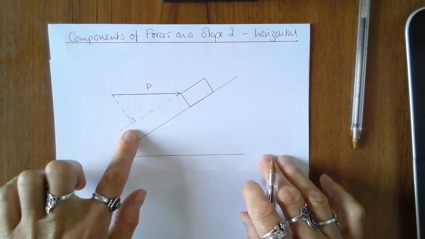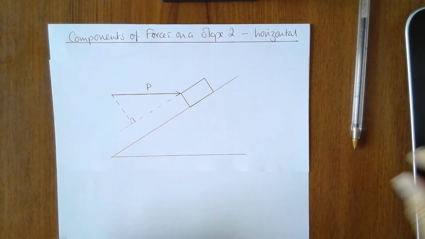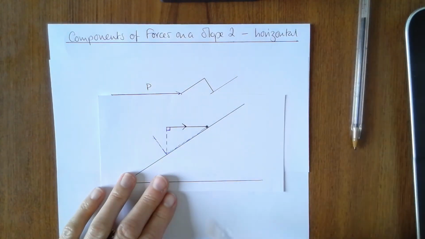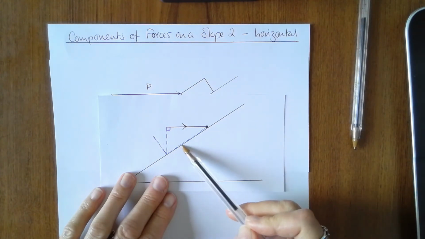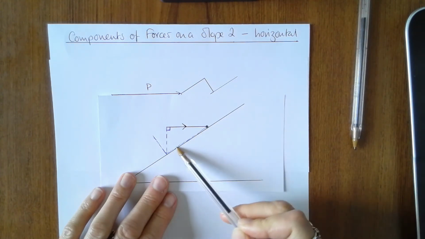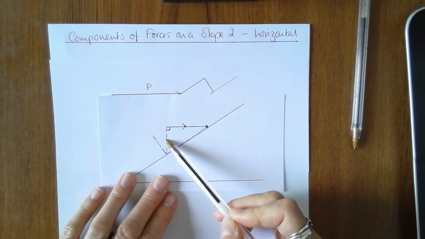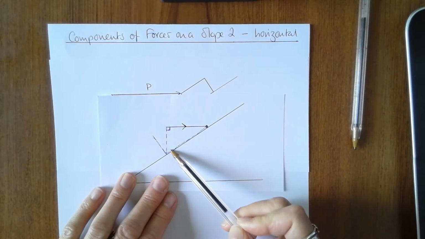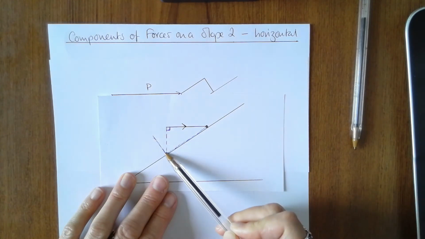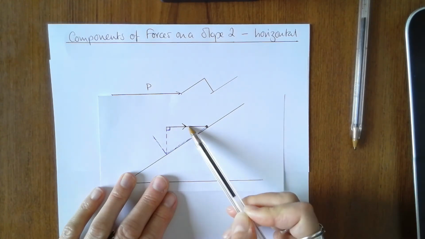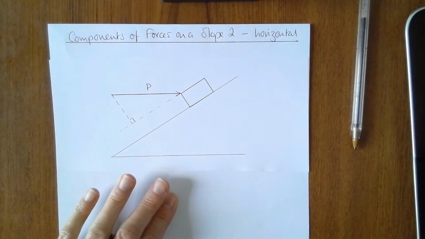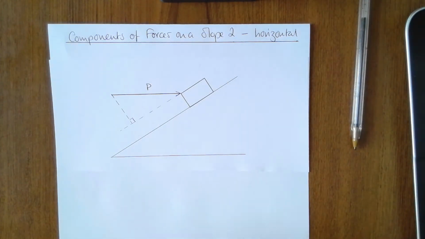Remember, the right angle should never touch the force. If that happens, you'll end up with a diagram that looks something like this. The parallel component here is clearly parallel, but what should be the perpendicular component is at an angle here that's not 90 degrees. This would be perpendicular, and you can see the right angle touches the force. So as long as you make sure that the right angle never touches the force, you'll be fine.